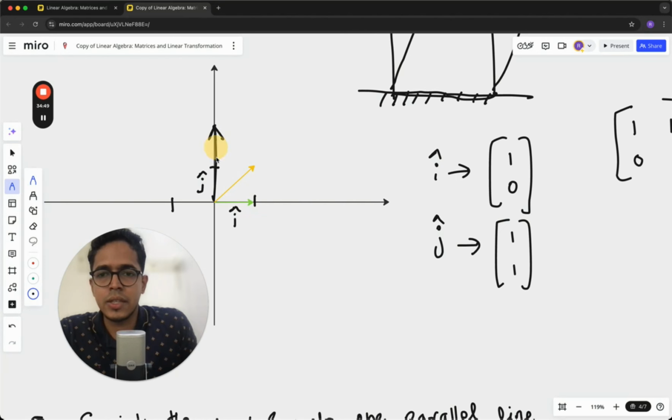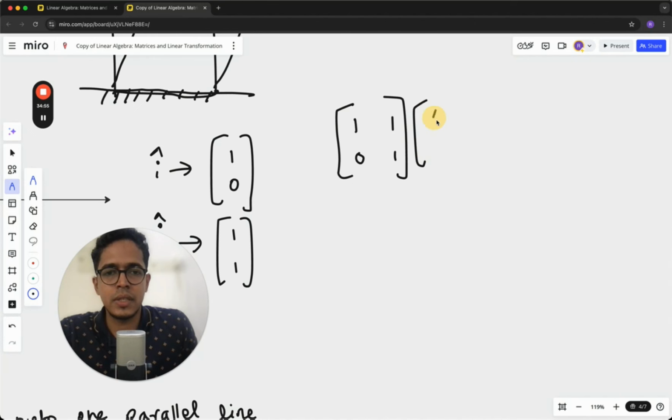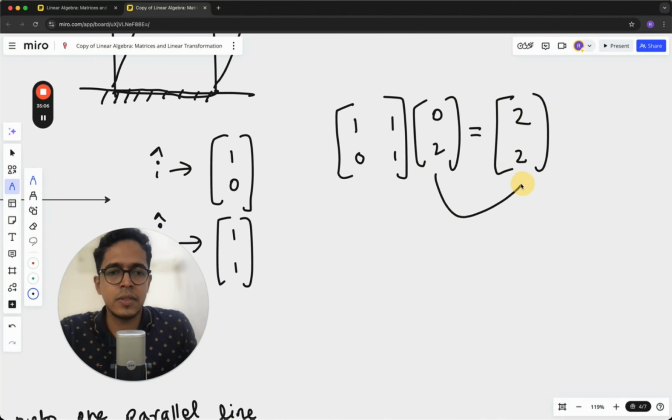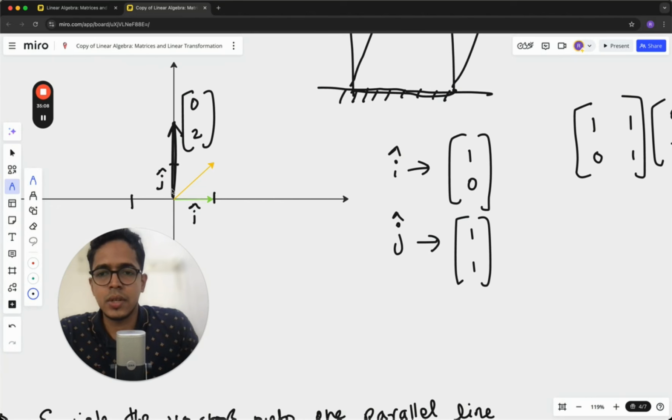So shear should do something to this vector, right? This vector is nothing but 0, 2. So what happens to 0, 2 if this shear is applied? Then 1 times 0 plus 1 times 2 will be 2, and 0 times 0 plus 1 times 2 will be 2. So the vector 0, 2 got transformed to 2, 2. 0, 2 was this, 2, 2 is this.